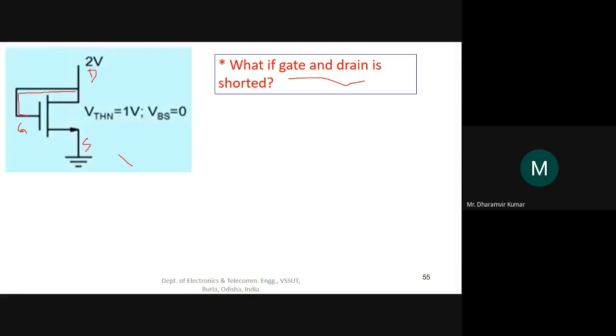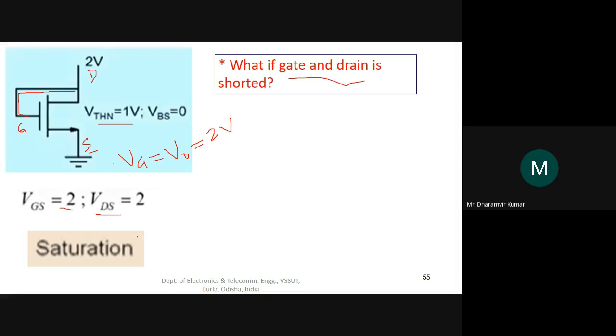Okay. So Vg becomes equal to Vd, and both are equal to what is the value? 2 volt. Now you calculate: Vg is 2 volt, Vd is 2 volt, and Vt is 1 volt, given as threshold voltage. Okay, Vs is 0. So now you decide. VGS becomes 2 minus 0, that is 2 volt, and VDS is again 2 volt. So this is saturation.